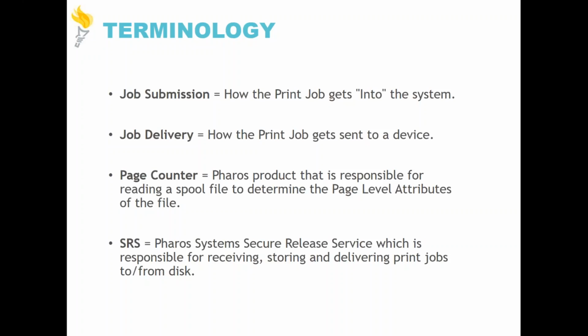A couple other pieces of terminology we'll talk about throughout the course of today is the page counter. For all of you that don't know, the page counter is a proprietary Pharos product that is responsible for reading a spool file to determine the page level attributes of the file. Page level attributes are things that are embedded within the raw print file, such as number of pages, number of copies. Is it a color file, or is there color in the document?